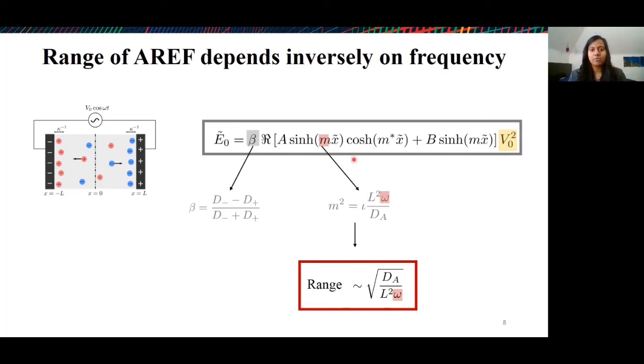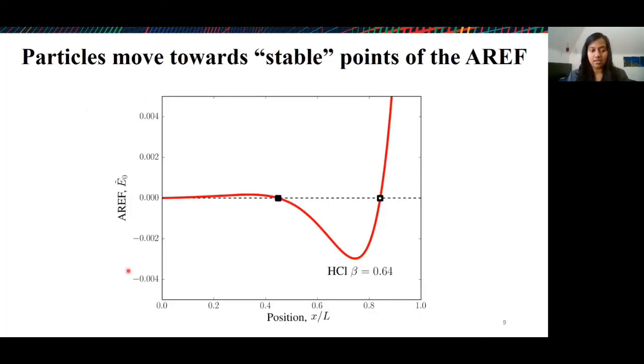So now we want to think of what particle motion actually looks like in these systems. Let's take a look at a plot of the electric field on the y-axis with the position on the x-axis. This plot is particularly for hydrogen chloride. So here beta, the asymmetry parameter, is around 0.6. The electric field is non-monotonic. It becomes positive and then negative and then positive again, and goes through 0 multiple times.